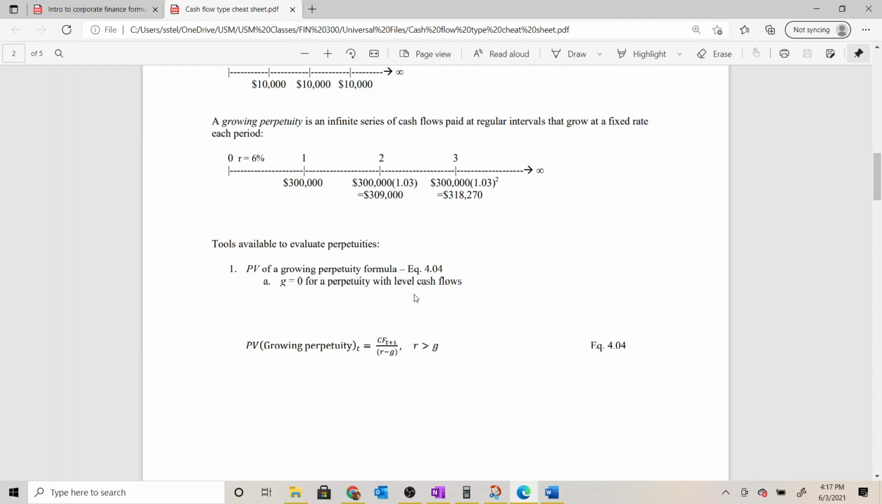You would just be doing the math in the spreadsheet. You wouldn't be using a particular function. So that's why I've only listed the formula solution here. Now there's another quirk on this cheat sheet, and that is I have only listed the present value of a growing perpetuity formula. That is equation 4.04 for evaluating both perpetuities and growing perpetuities. And there's a reason for that.